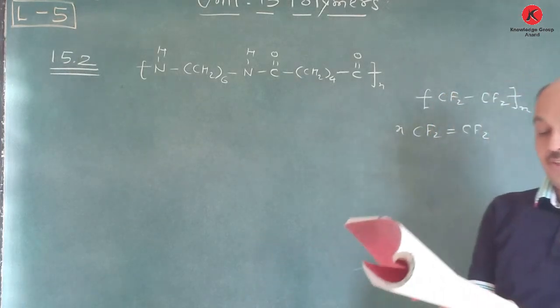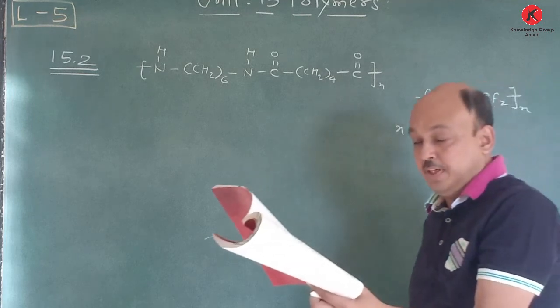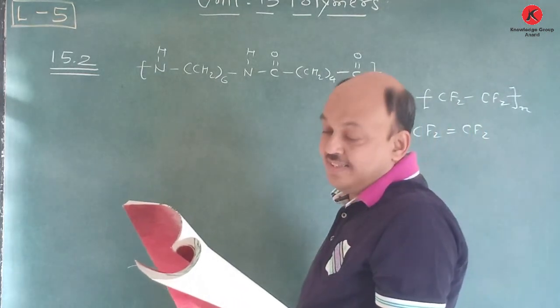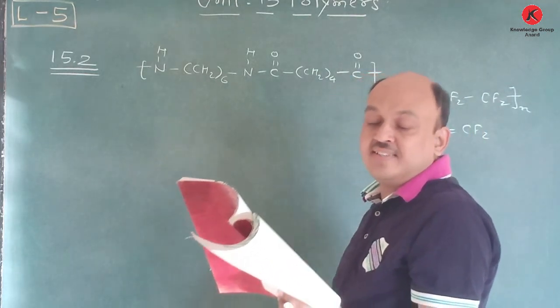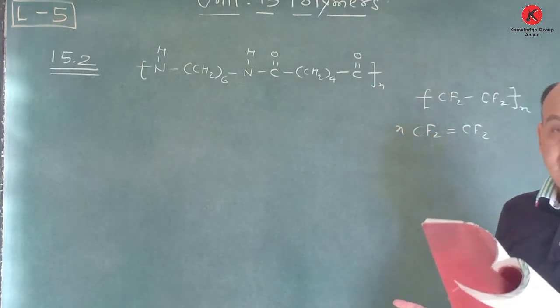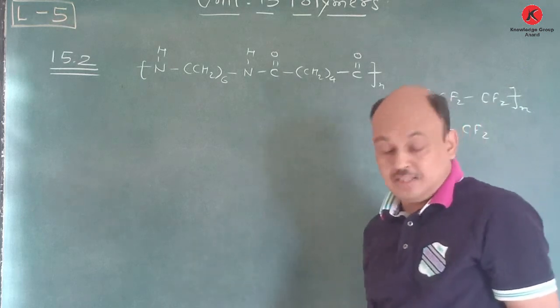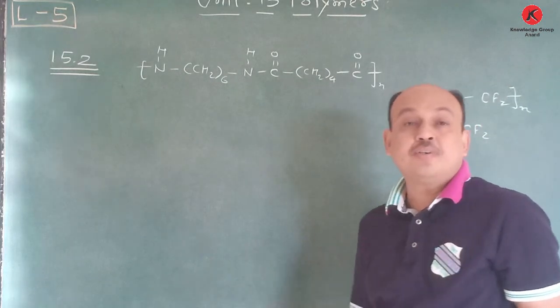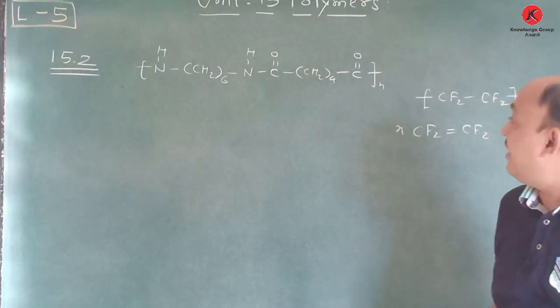Next, classify the following as addition and condensation polymers. Terylene, condensation polymer. Bakelite, condensation polymer. Polythene, it is an addition polymer, and Teflon is also an addition polymer. Okay, so classification is very, very important.